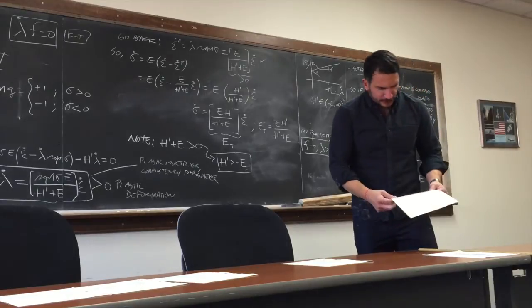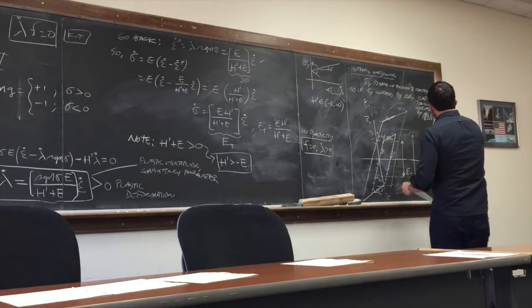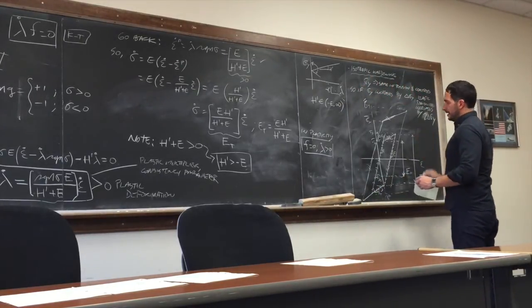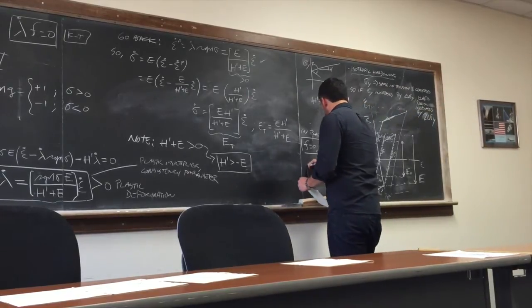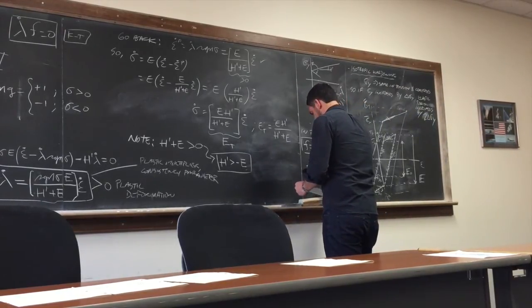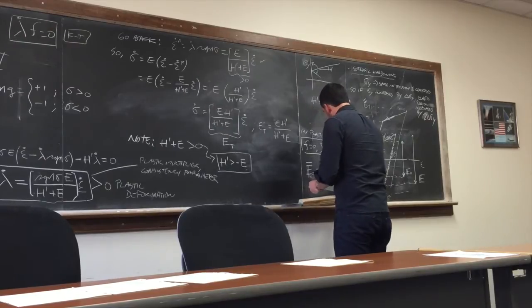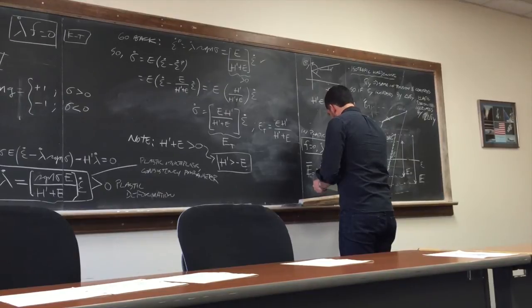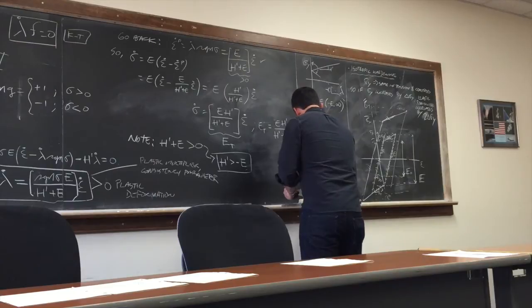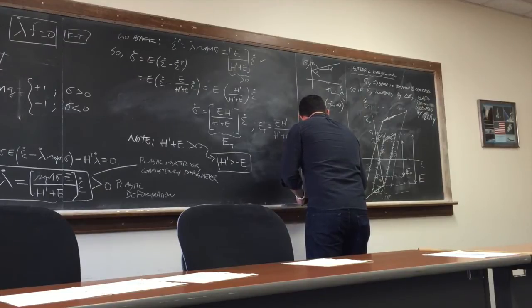So E naught, let's write it here, is such that the closed one at least is such that sigma y naught is included. And of course, E, which is always changing, is simply this.